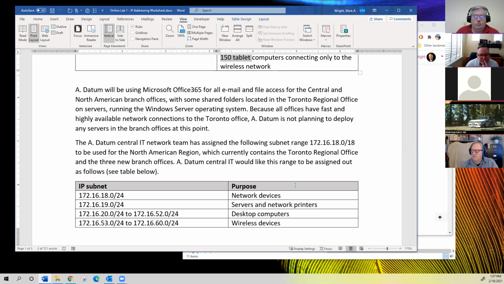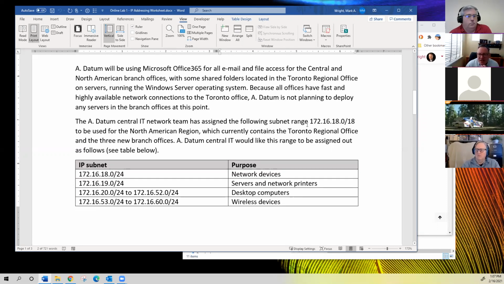And so the team is assigned the following subnet range. This subnet range is 172.16.18.0/18. So this is to be used for the North American region. So it's a big chunk of IP addresses, which currently contains the Toronto office and the 3 new branch offices. So this is one big group of IP addresses that can be used to be divvied out amongst Toronto as well as Mexico City, Houston, and Portland.